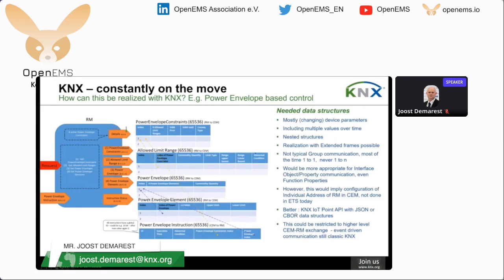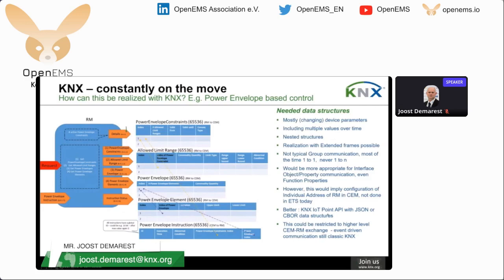But typically, this information goes from a resource manager to the SEM, and from the SEM back to a resource manager, or maybe in some cases from a SEM to multiple resource managers. So it's not typical group communication, it's more like one-to-one communication. So actually this communication would be more appropriate for object and property communication, maybe even it would be more appropriate to use function properties for that. But of course, typically the electrical contractor binds group objects to one another. The electrical installer will typically not link different devices together. He links different group objects together. So he does not know the concept of actually linking devices to devices.